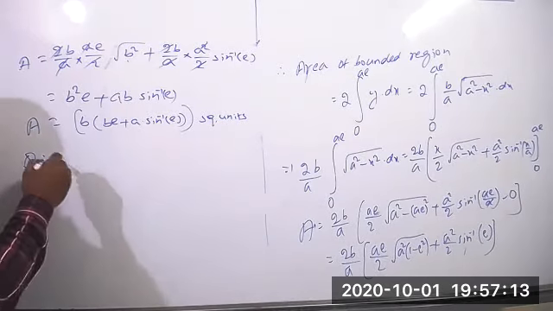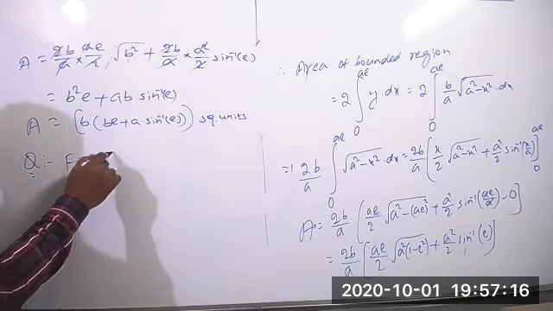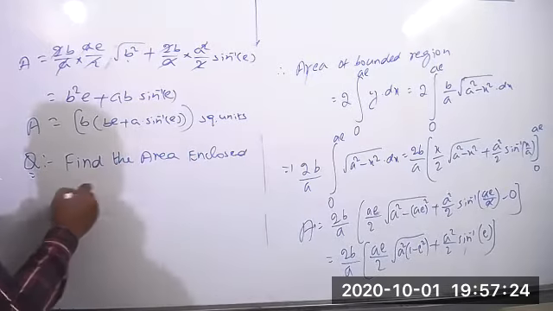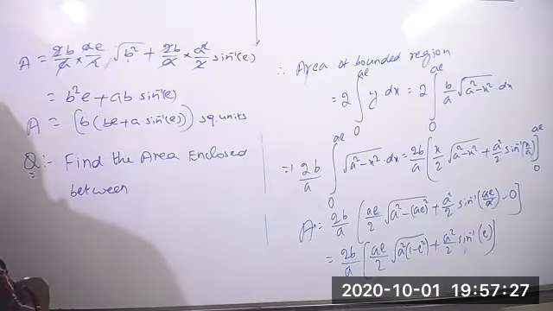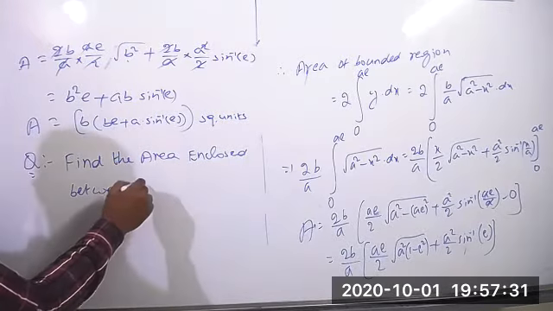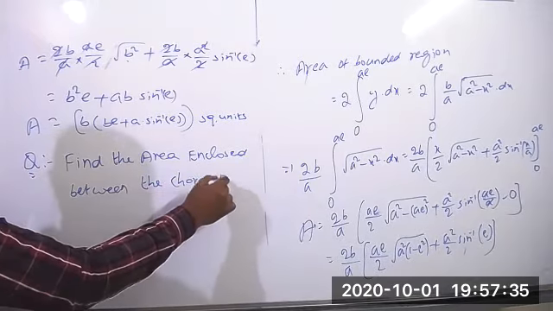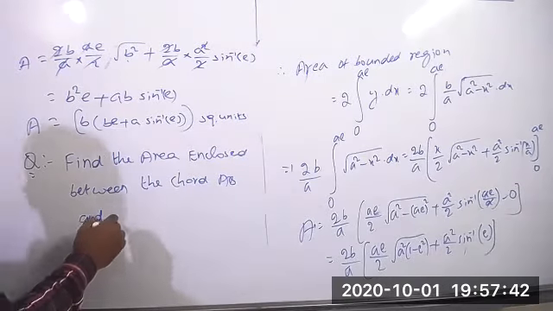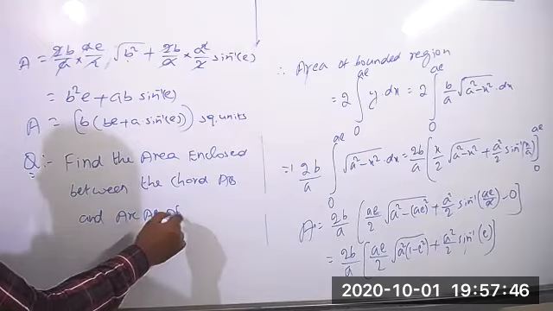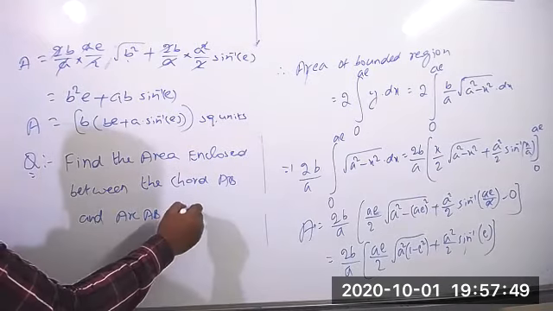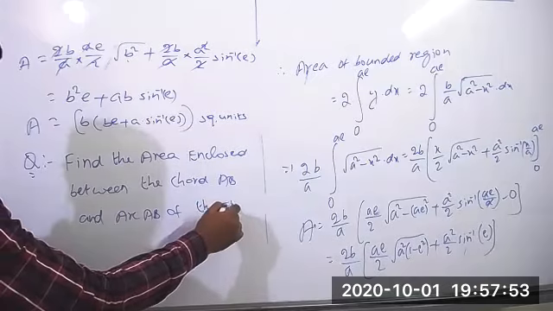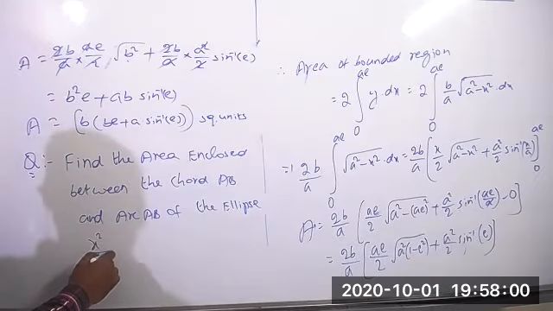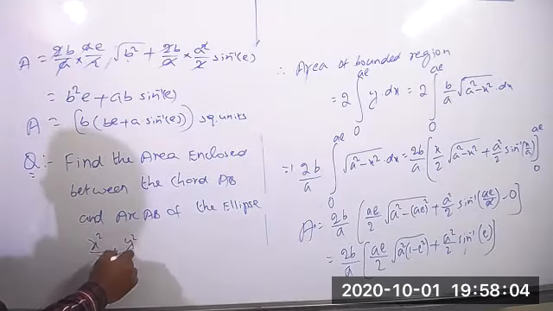Find the area enclosed between the chord AB and arc AB of the ellipse x square by a square plus y square by b square is equal to 1.